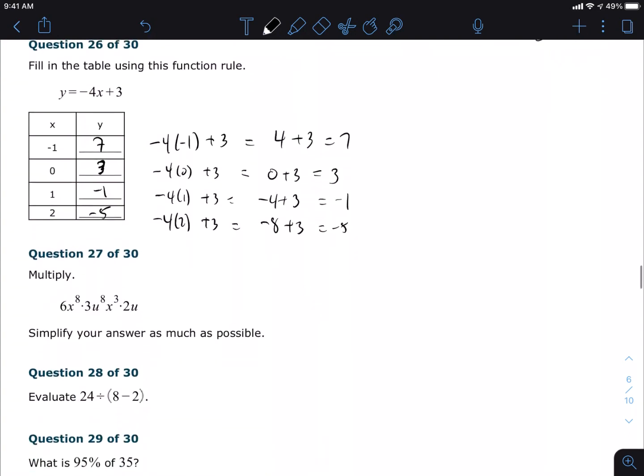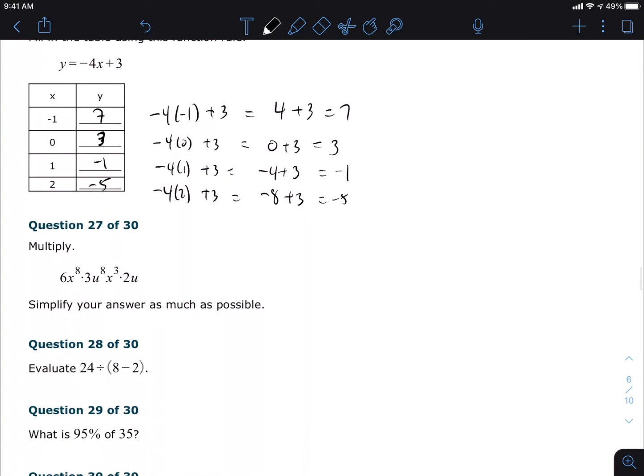Okay, 27. So here they're trying to mix it up. They're just trying to confuse you. Don't worry about getting confused. Just write them so that they're like terms. So it means 6 times 2, and then we're going to multiply x to the 8th with x to the 3rd, and then u to the 8th times u. And just u is to the first power, correct?